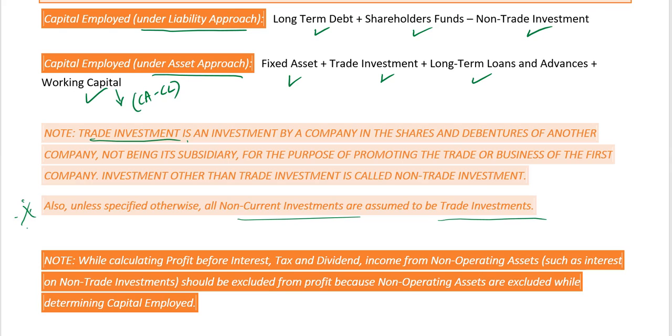We should also remember this very important note. While calculating the profit before interest, tax and dividend, exclude income from non-operating assets. An example of such income from non-operating asset is interest on non-trade investments. The reason is because the non-operating asset itself, such as non-trade investment, is excluded while arriving at the amount of the capital employed.